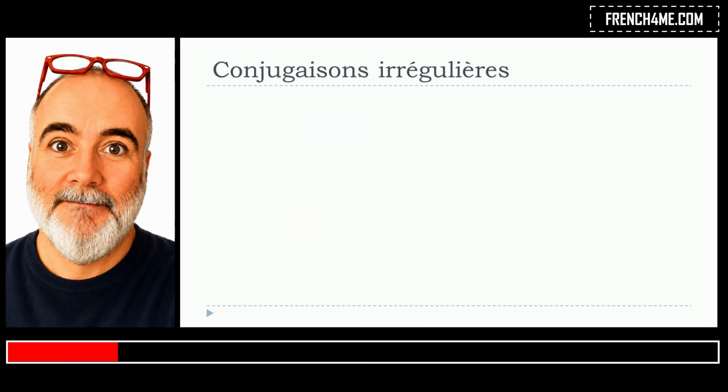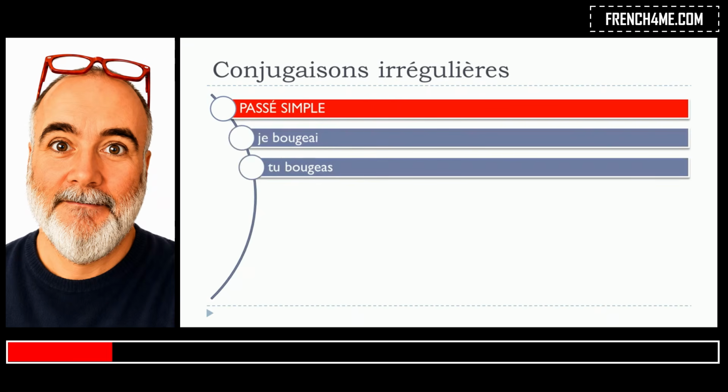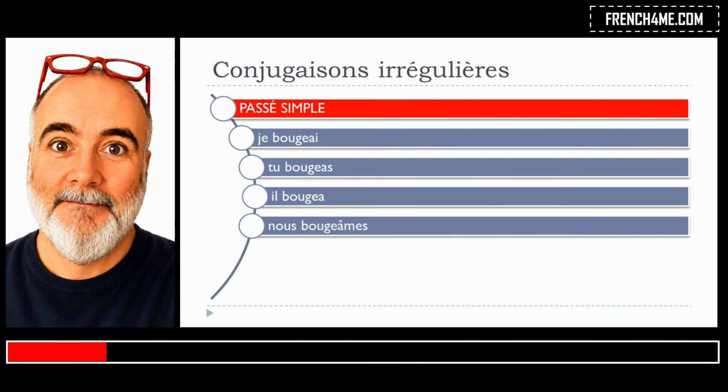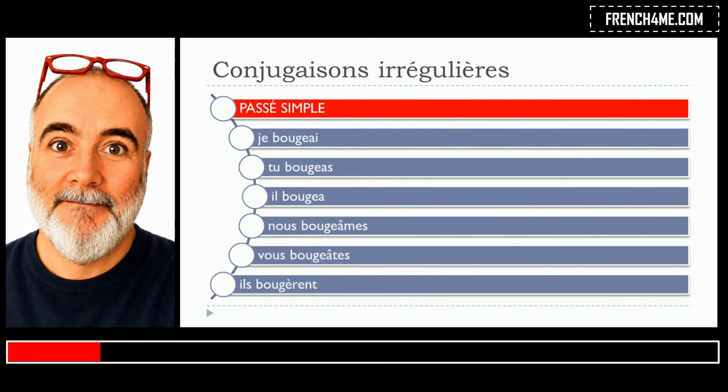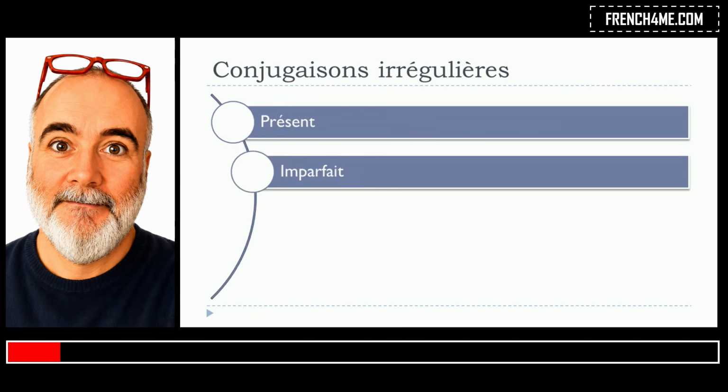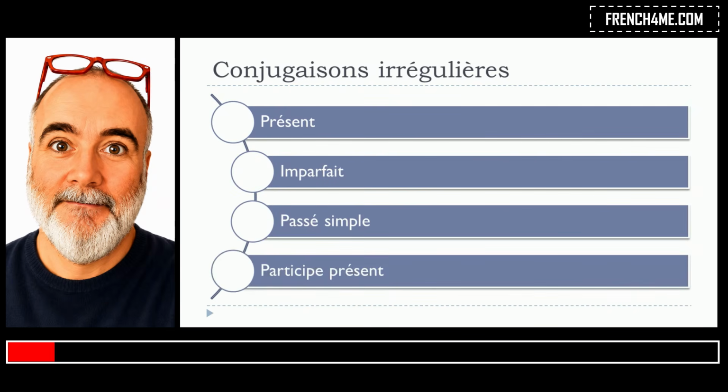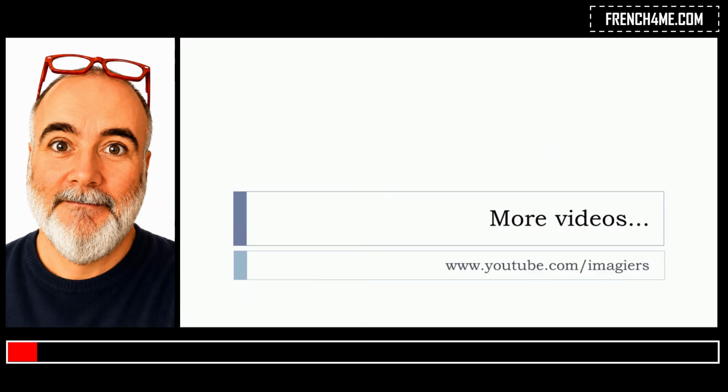Let's have a look at the passé simple now. Je bougeai, tu bougeas, il bougea, nous bougeâmes, vous bougeâtes, ils bougèrent. Okay, so if you look carefully, then it's here, it's here, it's here, it's here, and it's here. So actually there is only this ils at the plural form that won't be affected or modified. Okay, so remember, le présent, l'imparfait, le passé simple, and le participe présent will be the forms or tenses that will be affected or modified. Okay, I hope it was clear.